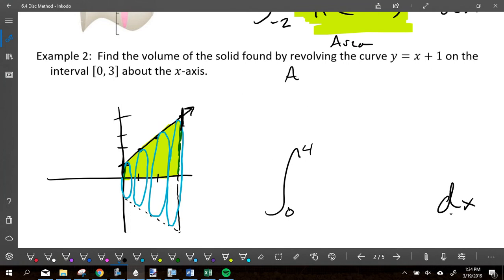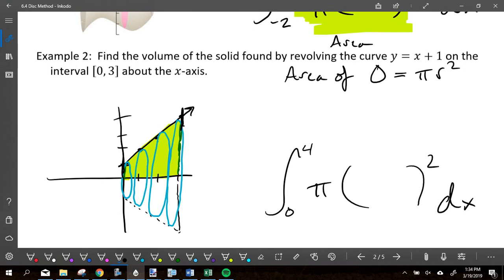Our cross sections are circles. So the area of a circle is pi r squared. And so we are plugging into pi r squared. All we need to do is find our radius. Yes, sir? Yeah, it is 0 to 3. My fault. It is 0 to 3. My graph looks bad. It's 0 to 3. Yeah, we want x values here. 0 to 3, pi r squared.